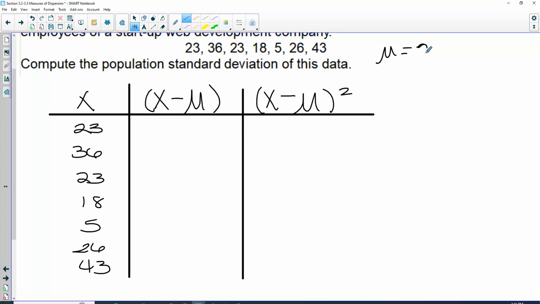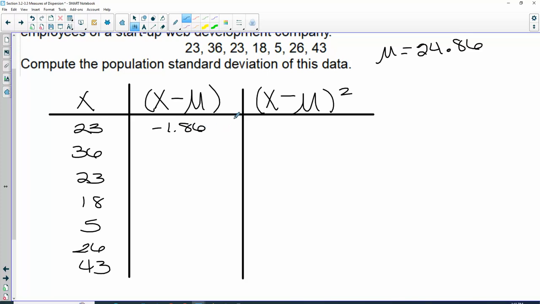Alright, so yesterday we did this example, and we had a mean of 24.86. Otherwise, how would you find the mean if you had to recalculate it? Add them all up, divide by n. So we are going to go through and do each one minus the mean. So I'm doing 23 minus 24.86 gives me a negative 1.86.